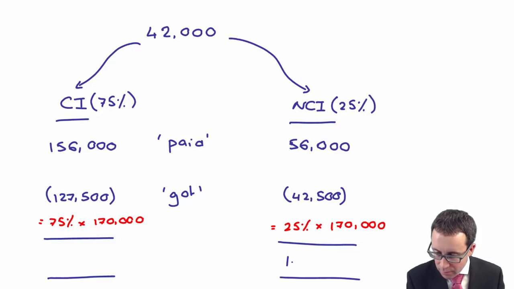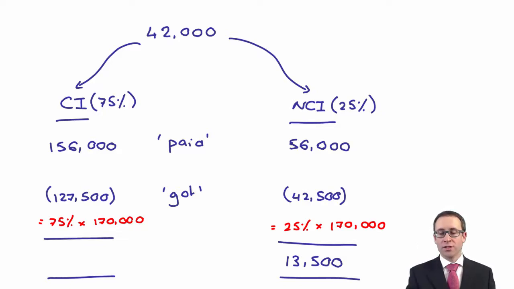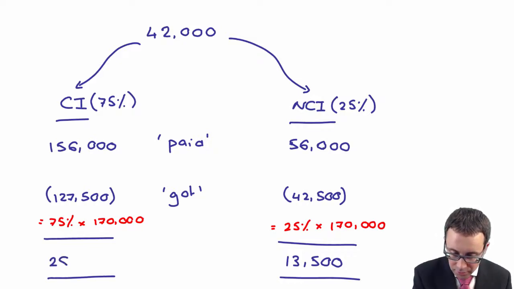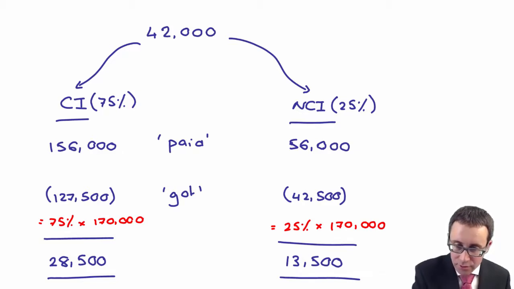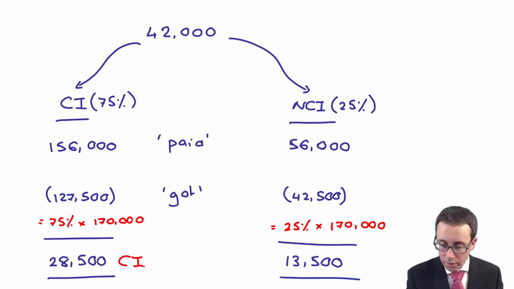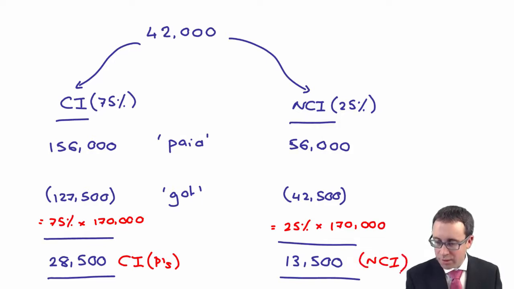If we look at the NCI first, we can see there that the NCI's goodwill is worth 13,500. So of that 42, 13,500 belongs to the non-controlling interest. The rest should, if it works, belong to the parent. And it does. So if you see that the controlling interest goodwill, the 156, that's the 127,500, that gives me 28,500. And effectively, that 28,500 we refer to as the controlling interest goodwill, or if you like, the parent's goodwill. That's what the parent owns of that goodwill. Here, the 13,500 is the non-controlling interest share.